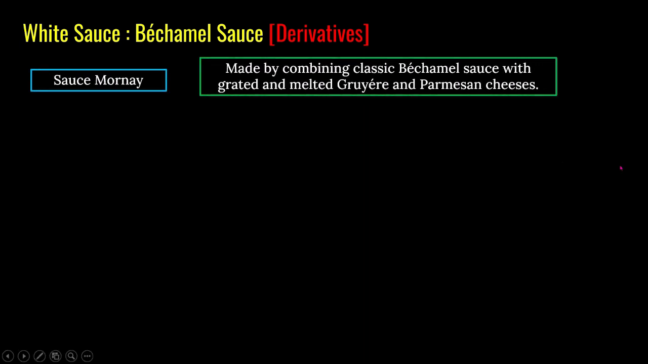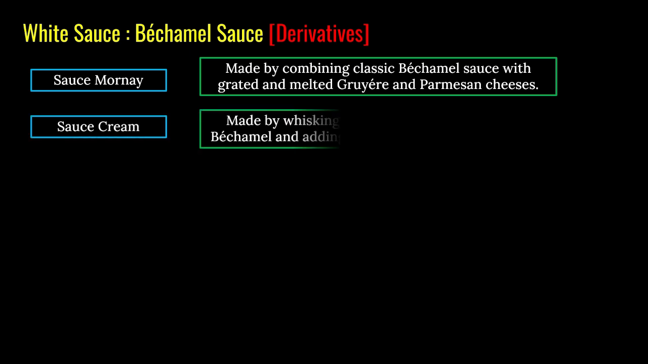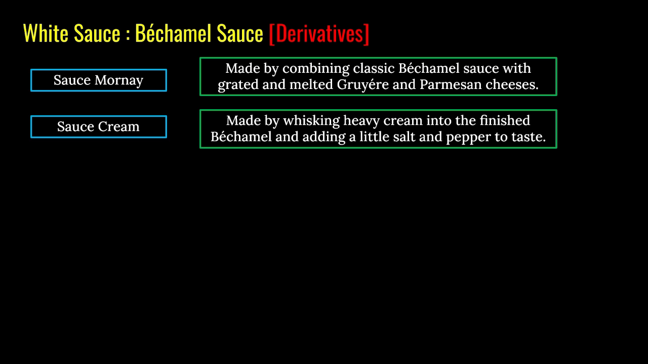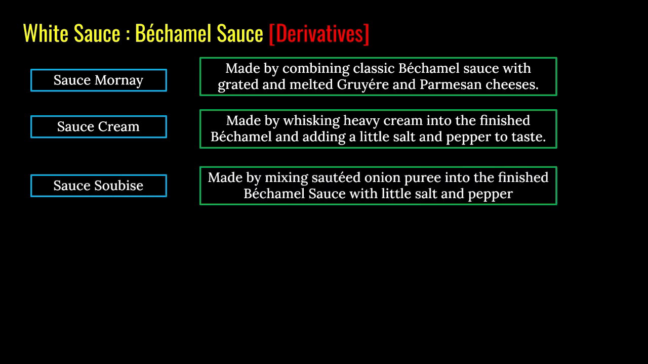And now let us concentrate on what the derivatives are. Sauce Mornay, made by combining classic béchamel sauce with grated and melted Gruyère cheese and Parmesan cheese. Sometimes the question comes to list 5 derivatives of béchamel sauce, then you can take help from this. Sauce crème, made by whisking heavy cream into the finished béchamel and adding a little salt and pepper to taste. Sauce soubise, made by mixing sautéed onion purée into the finished béchamel sauce with a little salt and pepper.